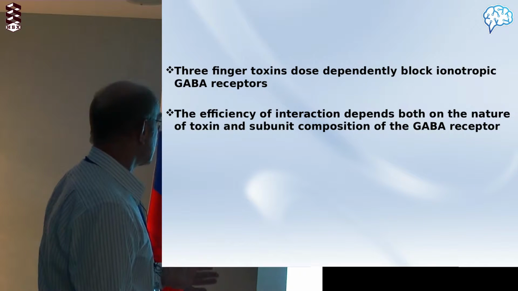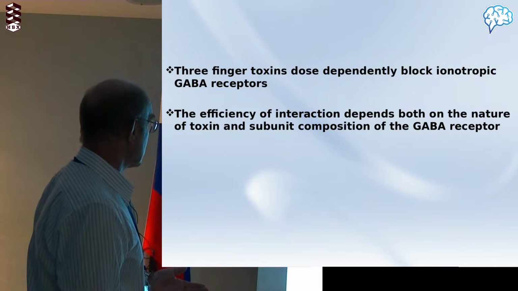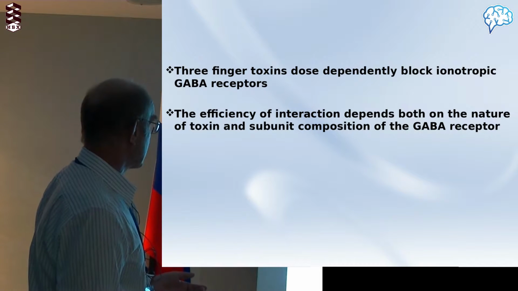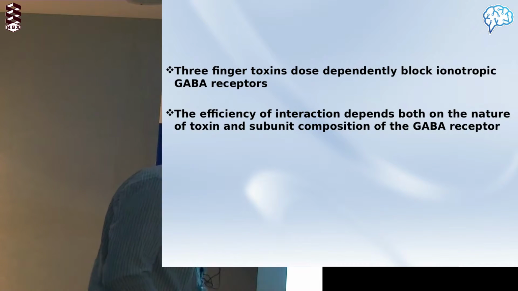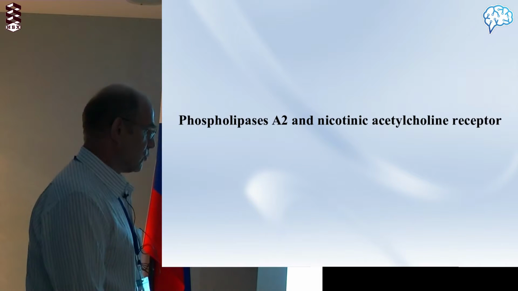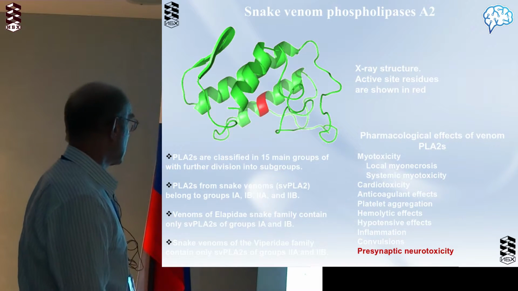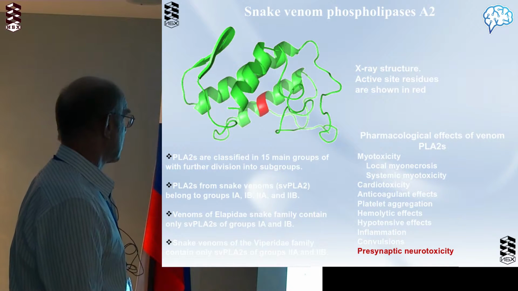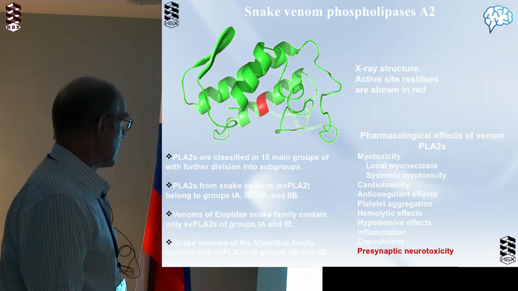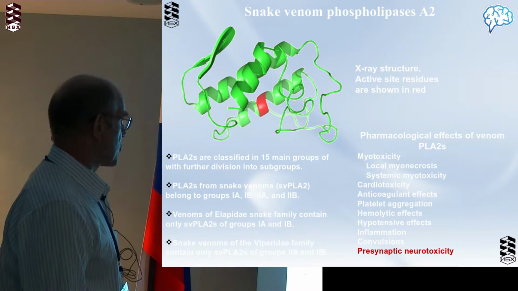Thus, three-finger toxins dose-dependently block the ionotropic GABA-A receptor, and the efficiency of interaction depends both on the nature of the toxin and on the subunit composition. Next comes phospholipase A2, and this slide briefly summarizes snake venom phospholipase A2 properties. They possess quite different biological activities.